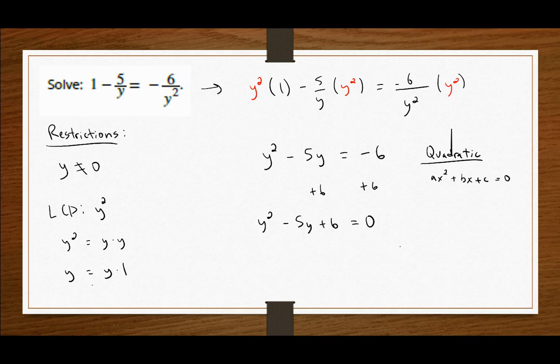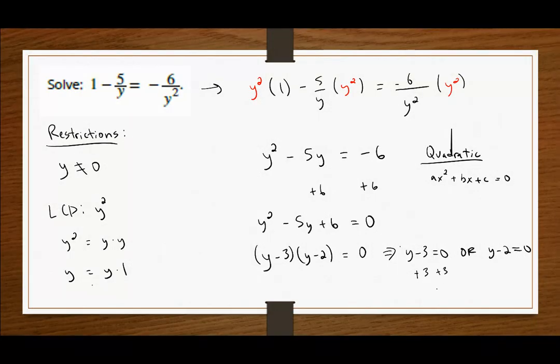So continuing, we now factor the trinomial. Using the AC method, we can discover that factors of 6 that add up to 5 would be -3 and -2. Applying the zero product rule tells me that, in this case, y minus 3 equals 0, or y minus 2 equals 0. With a little bit of algebra here in each case, we find our two solutions.